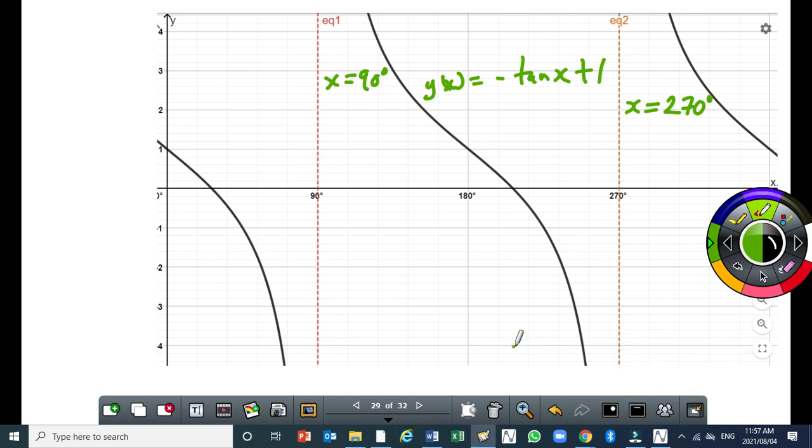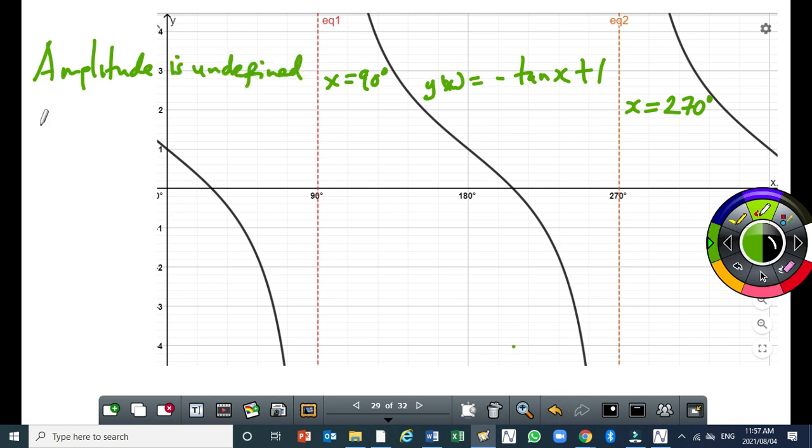Okay, so mark your work there. You're supposed to have that graph. All right, then the next thing now, we need to write down its amplitude. Okay, the amplitude is undefined. The amplitude is undefined.